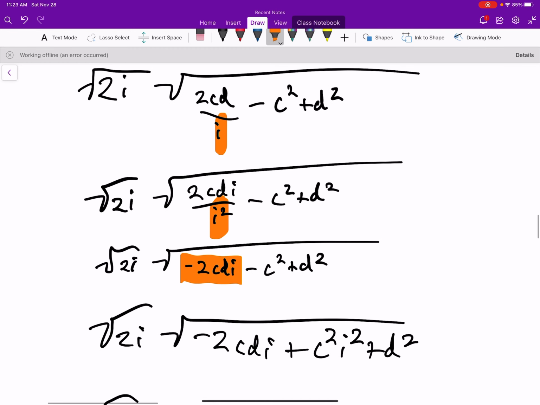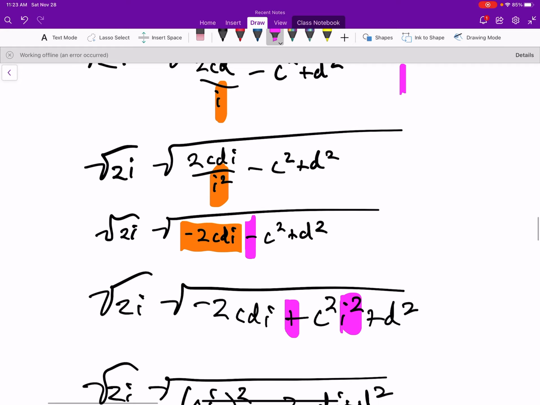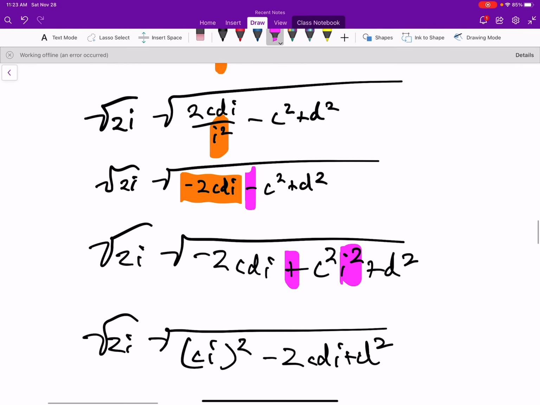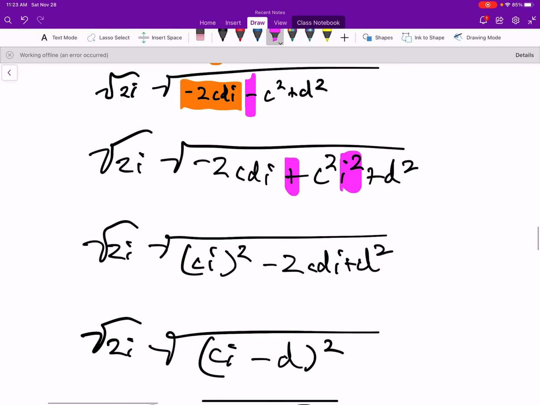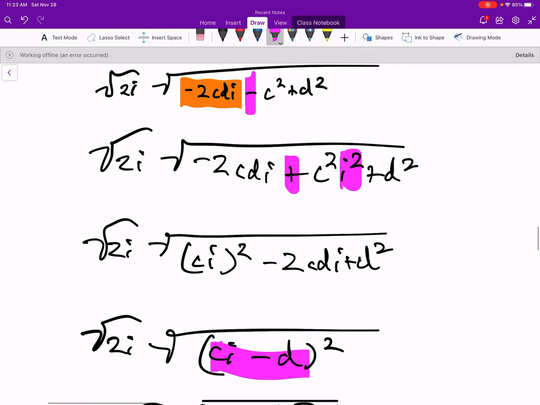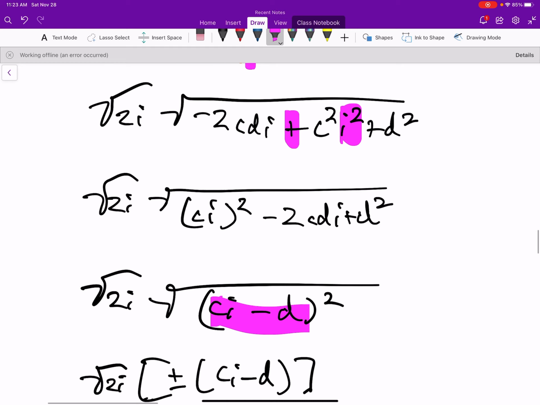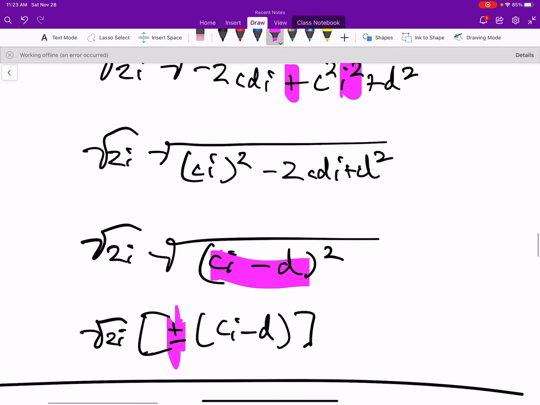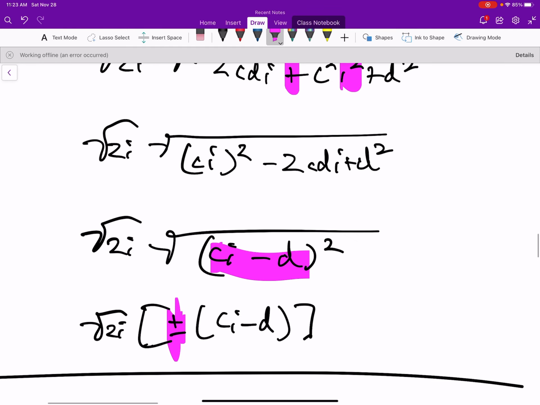Then what we can do is turn this into a positive. So that's going to be a positive by putting an i squared there. And then we can see it is a square. Once it's a square, you can factor it. So we have this. So then the square root of that is going to be plus or minus. So that's where the plus or minus comes from. And then we were done with that part.